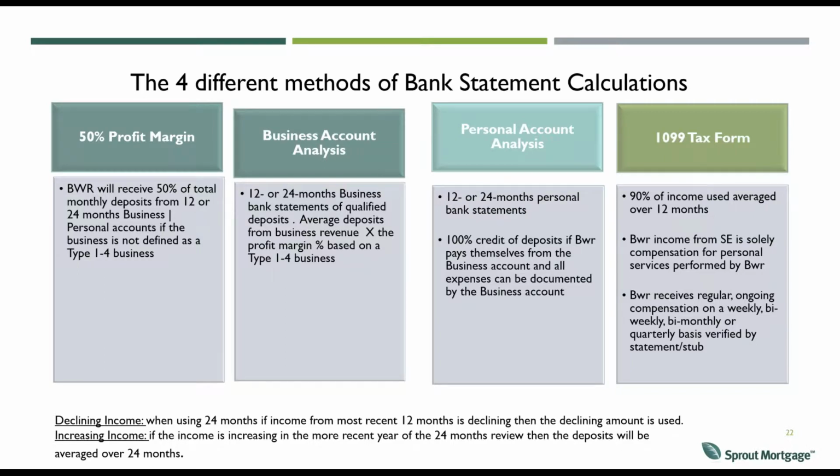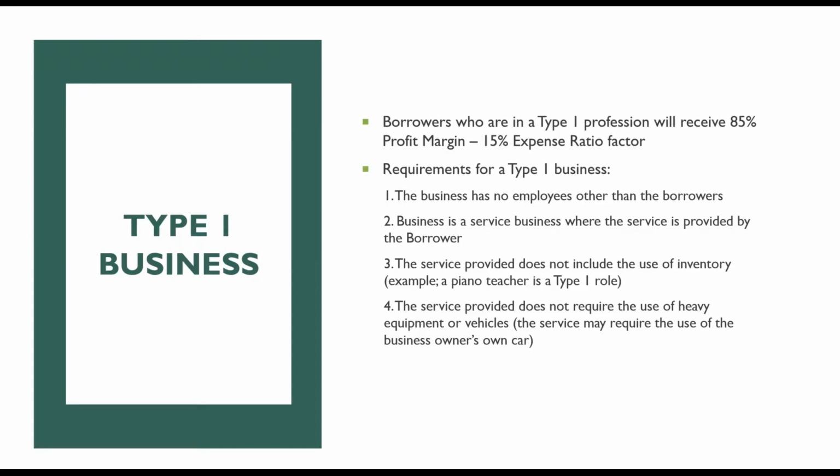Also, one thing to note is anything that you submit cannot be unseen. So what I always recommend is start with 12 months, and then if it's beneficial to the borrower, then of course provide an additional 12 to get that total 24-month. Because if you have declining income when you're using the 24 months, if the most recent 12 months is declining, then the declining amount will be used. And then if it's increasing in the most recent year of the 24 months, then the deposits will be averaged over the 24 months.